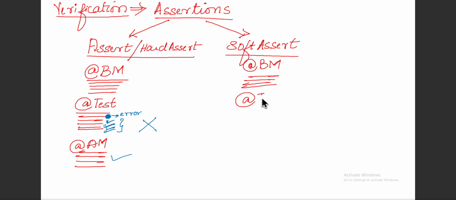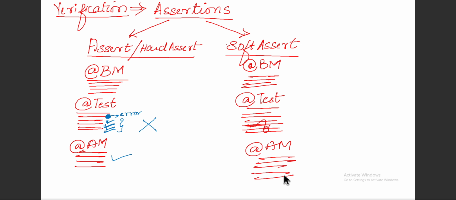Annotation before method: we have written the program to open the application. Annotation test method: we have written the program to perform the operation. Annotation after method: to close the application. Now, there is an error in this, but the other lines of the code are correct. Now, how does the soft assert work? If there is an error also, other lines of the program will get executed.